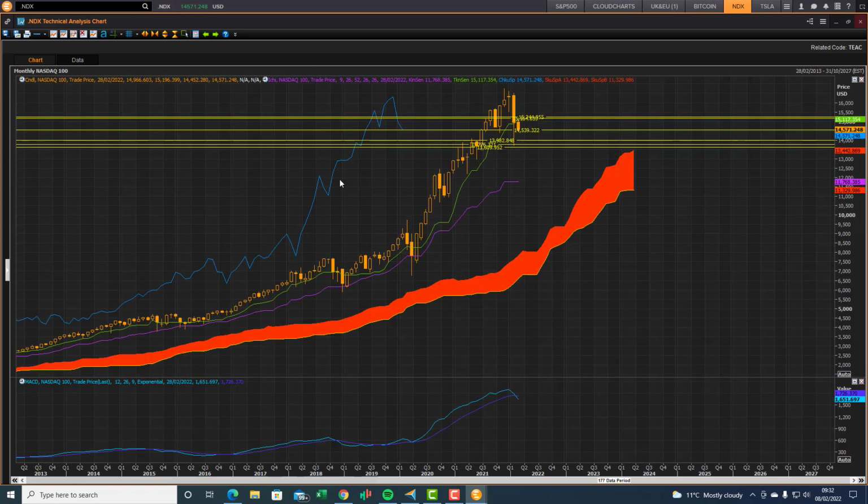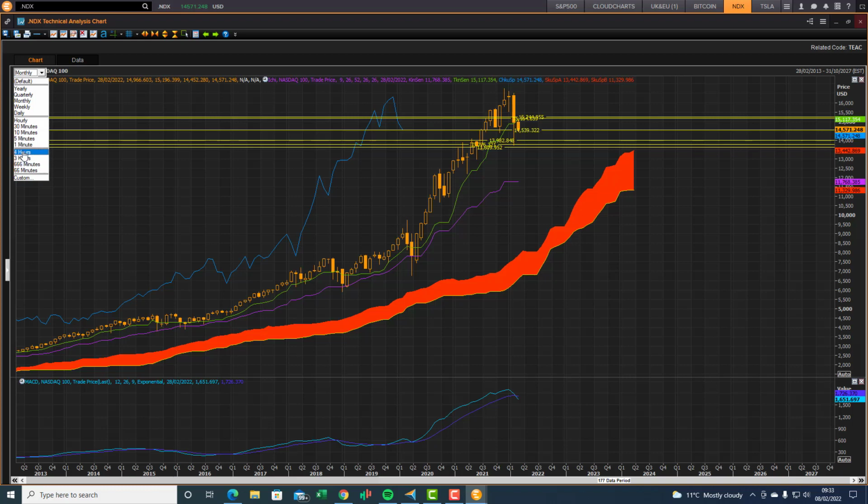Do remember the monthly and quarterly cloud. You can see how extended this market is from the top end of the cloud. We're very far away from the front cloud support level as well as the standard line of the cloud. So there's some significant downside risk still to come over the next 18 months. But so far we are trading the shorter term swing trades.